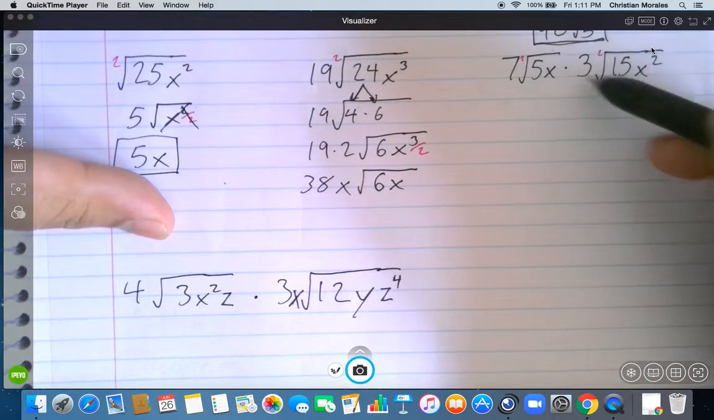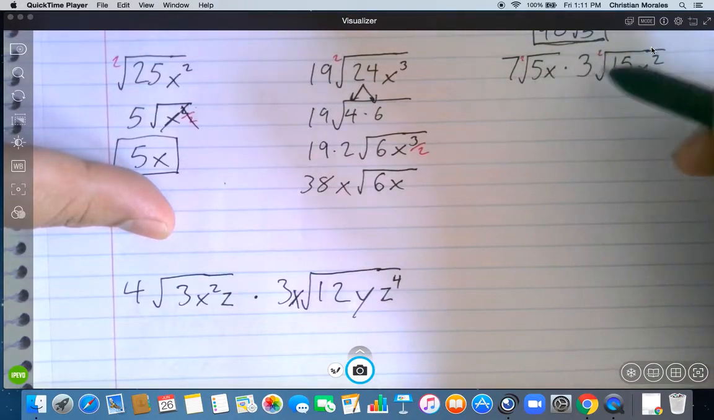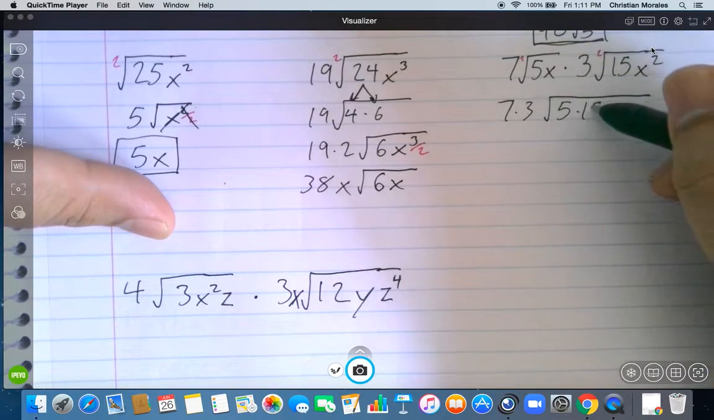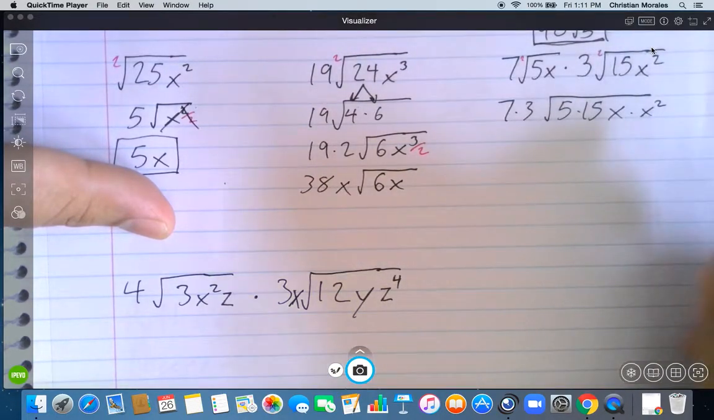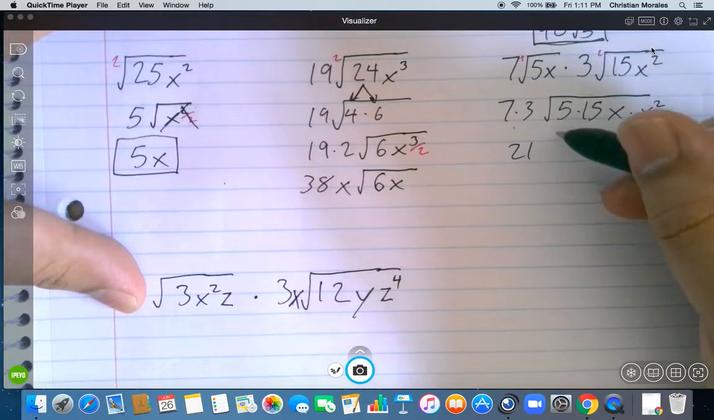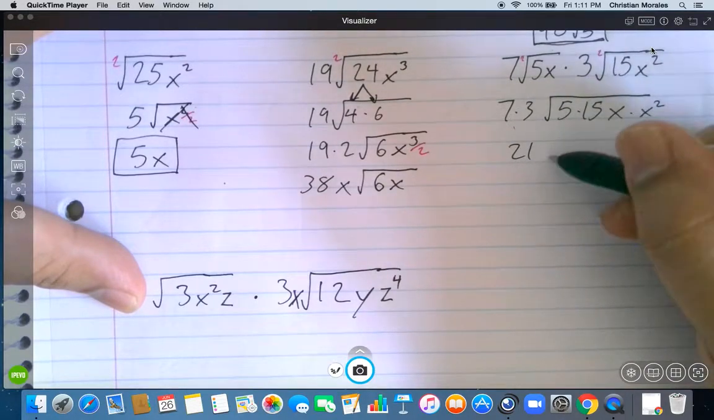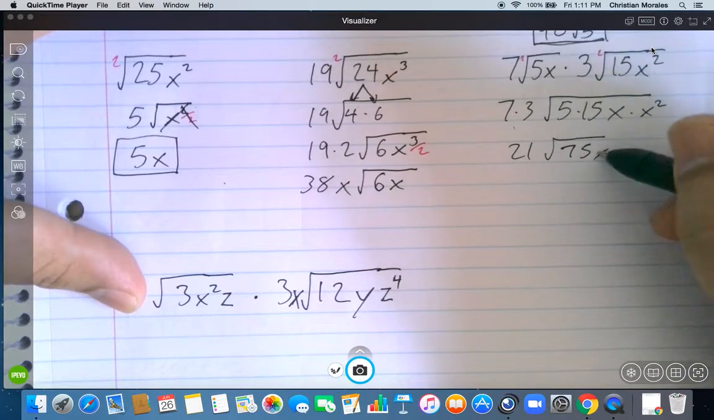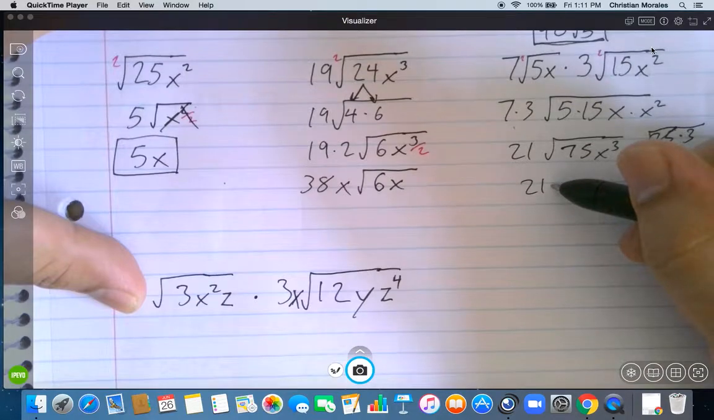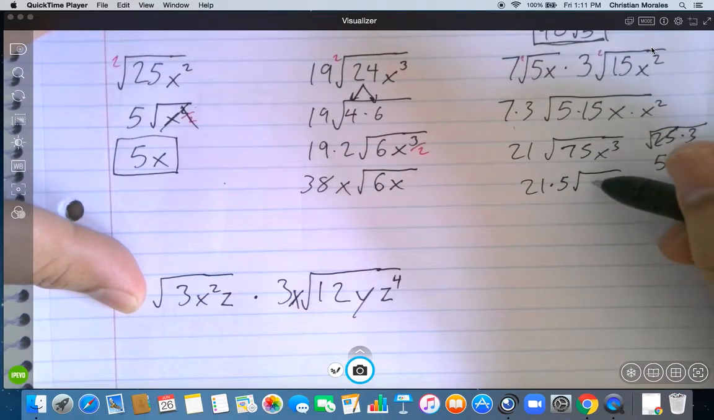Okay, here, multiply this. Again, you're going to do the whole numbers first, so 7 times 3. Then inside the square roots, we'll do 5 times 15, and we'll do x times x squared. Okay, so we get 21, square root of 75, x to the third power. Now for 75, that's 25 times 3. If you take the square root of 25 times 3, the square root of 25 is 5. So you get 21 times 5, square root of 3x cubed.